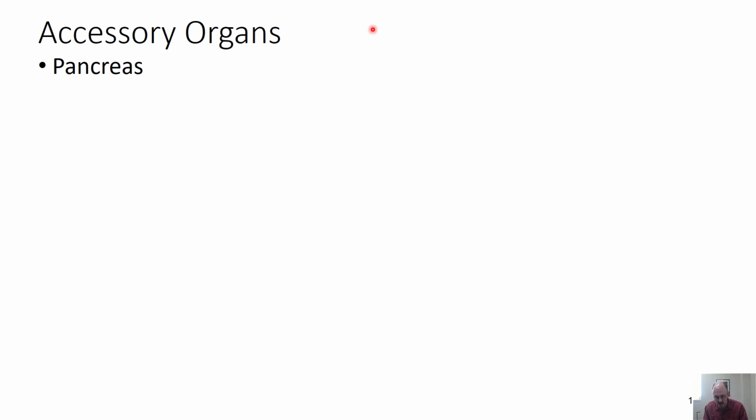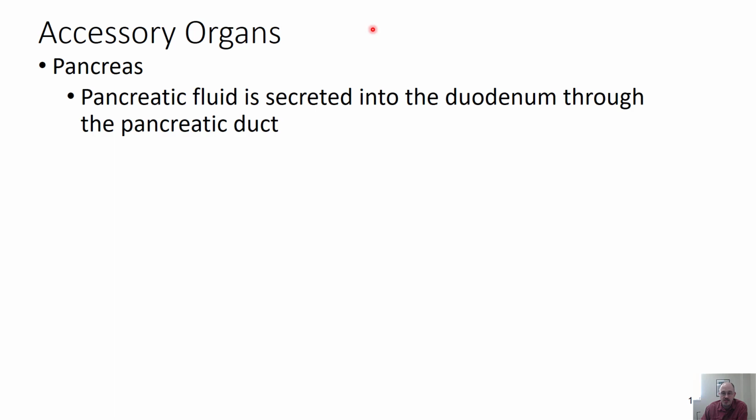All right, so let's talk before we continue about some of the accessory organs that are plugging into your alimentary canal. That includes the pancreas. The pancreas secretes pancreatic fluid, yum yum. And this is a liquid that's secreted into the duodenum, which is the beginning of your small intestine, through a duct known as the pancreatic duct.